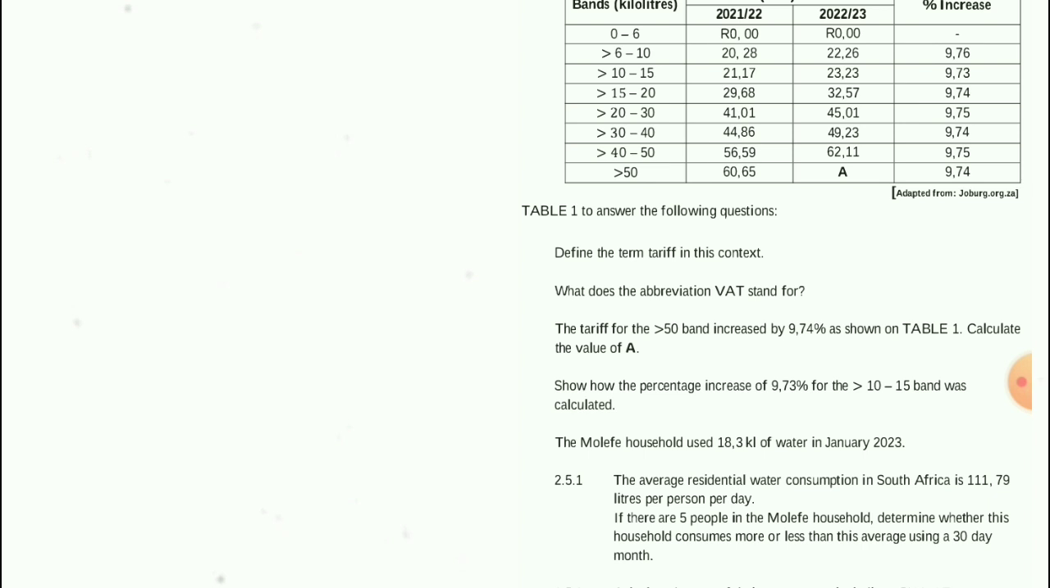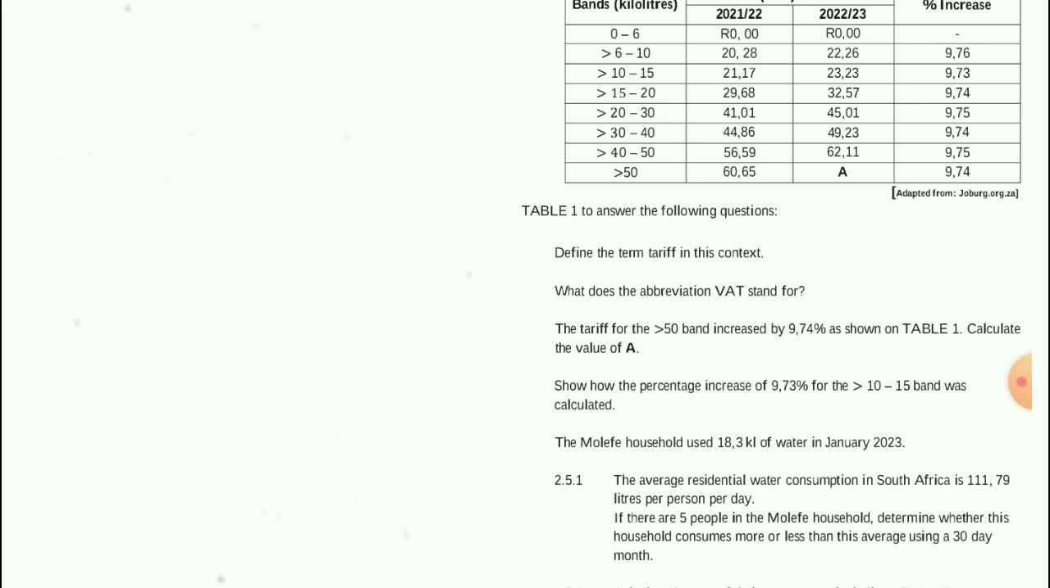Then you say divide by the smallest one, which is 41,01. Then you get the answer, which is 9.75%. Remember, if we are dealing with 9.75% in the 20 to 30 band, this is it, guys. If the question says show how the percentage increase of 9.75% for the 20 to 30 band was calculated, this is how you do it, guys.